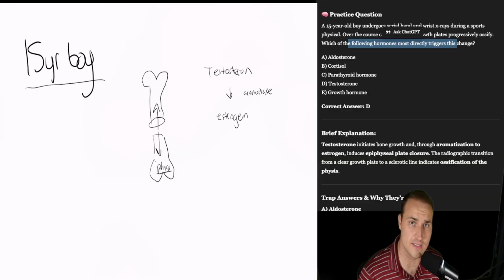So estrogen closes the growth plates, and after some years of fast growth, estrogen is like, hey, physis, dude, you gotta harden, you gotta ossify. And once that cartilage turns into bone, the growth is going to stop forever.